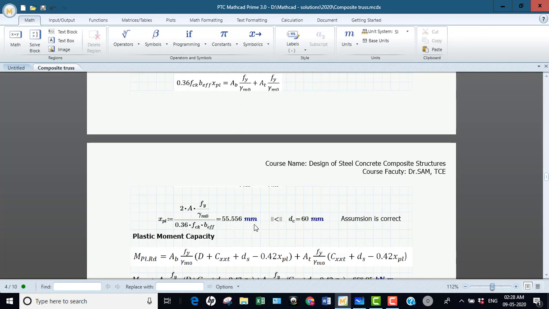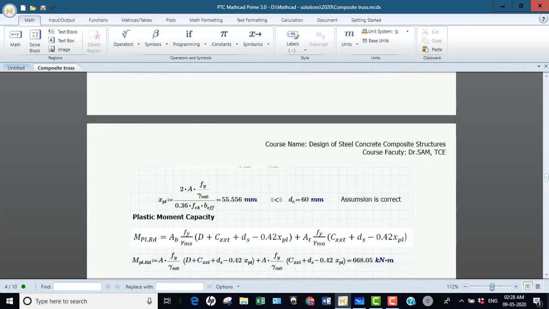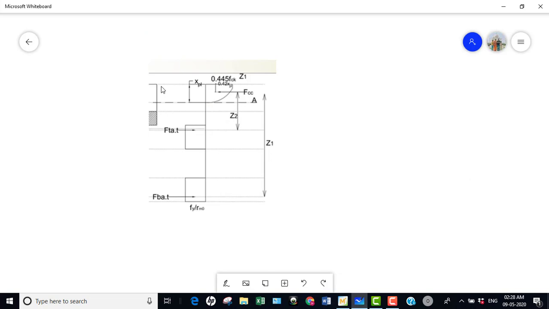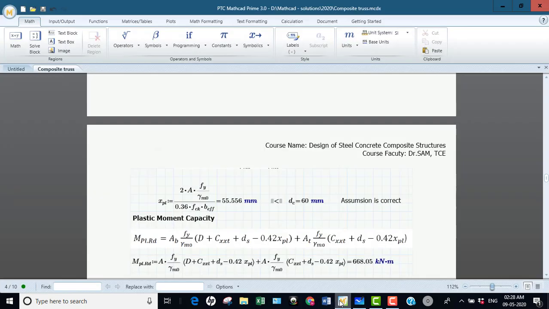By this expression, I have found out the location of my neutral axis. It was found to be within the decking sheet, according to the stress block. It was found that this is the depth of the slab, so this is the concrete. So my x_pl is within the concrete region. Therefore, my assumption is correct.